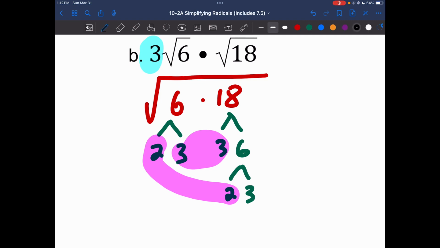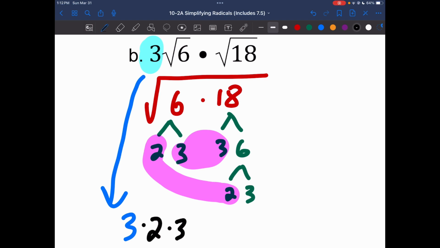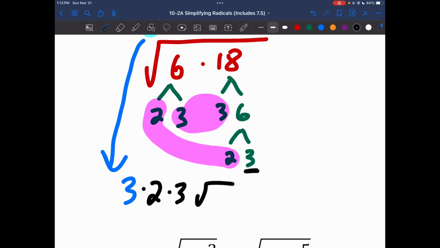So we bring out, first of all, we need to remember that we're bringing down the 3 that was originally out in front, because that is still there. And now we look at what we are bringing out from the inside. We have a 2 and a 3, and what's being left behind is that 3 right there. So we have the square root of 3. So now combine your coefficients in front. 2 times 3 times 3.